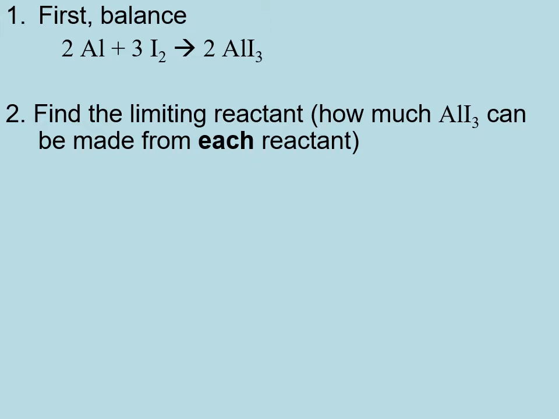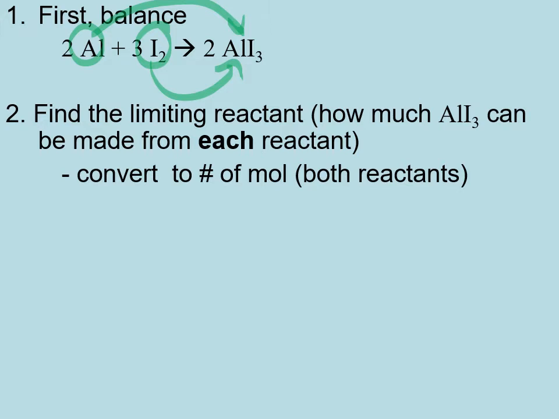So essentially, we're going to do 2 sets of calculation. We're going to take the aluminum, and we're going to find out how much product we can make. And then we're going to take the iodine and find out how much product we can make. That'll obviously give us 2 different answers, probably, unless they're in perfect stoichiometric amounts. But otherwise, we'll get 2 different answers. And whichever one produces the least amount of product, that one's the limiting reactant. So we'll convert both of these to moles.